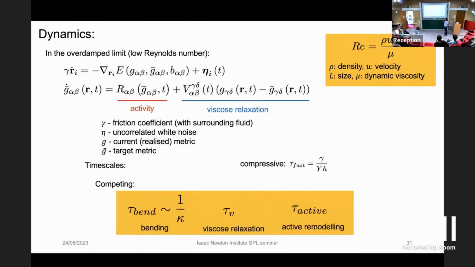Okay, good. And then you can start asking questions, because you can have several time scales. There is a very fast time scale, the elastic, acoustic one, which you don't care about, which just comes from the Young's modulus. Then there is a bending time scale, which goes as 1 over the bending rigidity. There is a viscous time scale which you put in by hand, and there is an active time scale which you also put in by hand.